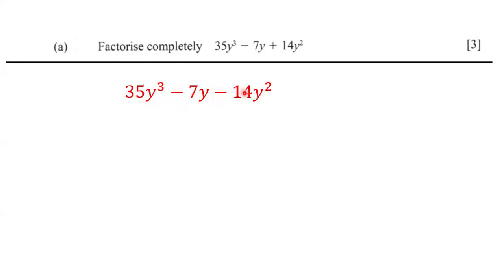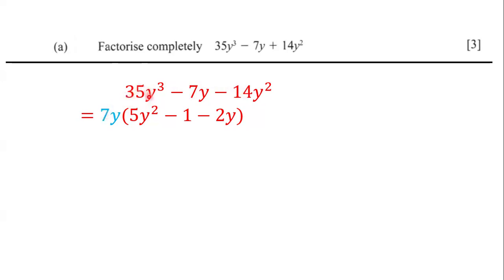And so we ask ourselves the question, what is the highest number that can go into 35, 7, and 14 without leaving a remainder? And the answer is definitely 7. 7 can go into 35, 7 can go into itself, and 7 can go into 14 without leaving a remainder. So we put 7 on the outside.